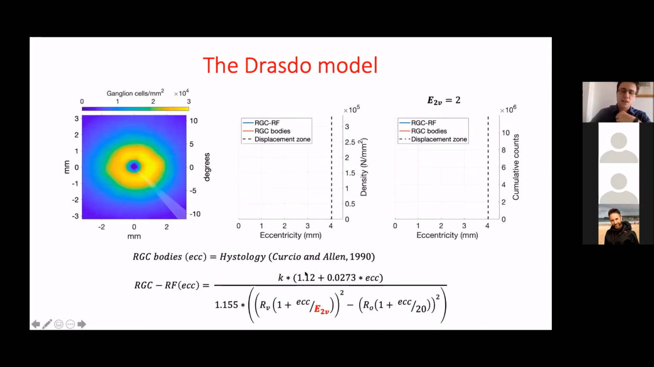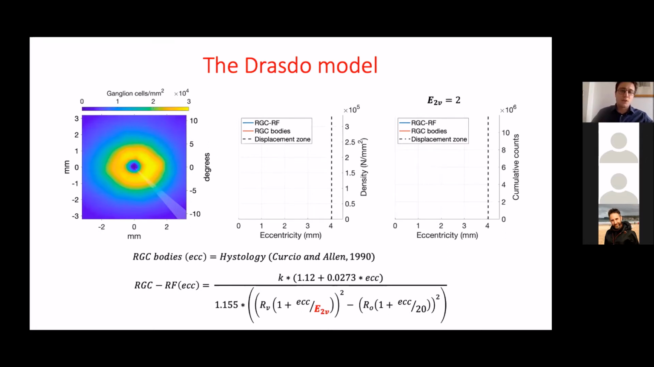Essentially, the model is composed of two aspects. The first one is a density map of the ganglion cell bodies, which is provided by histology, and this map was created by Curcio and colleagues in 1990, so a while ago. The other part of the model is a model of ganglion cell receptive fields, and how the receptive field density changes with eccentricity. Receptive fields are essentially the part of the retina that feeds information to a single ganglion cell. Exactly the same amount of ganglion cell receptive fields and ganglion cell bodies is expected.